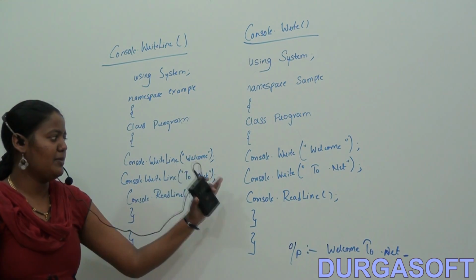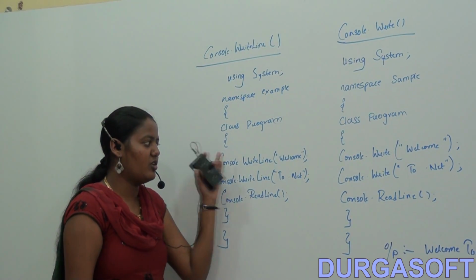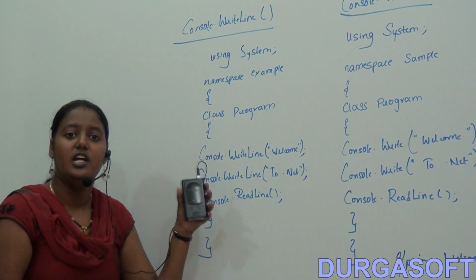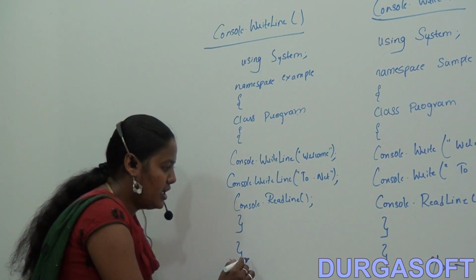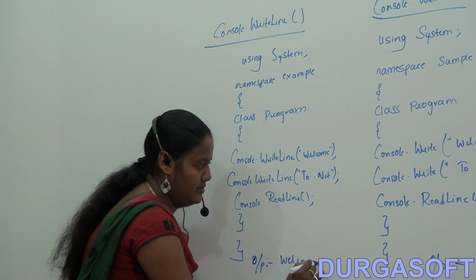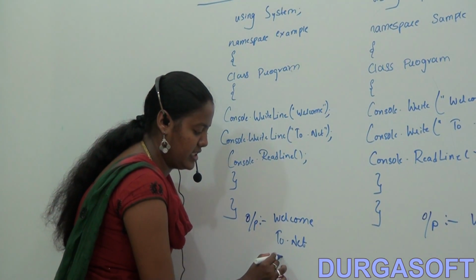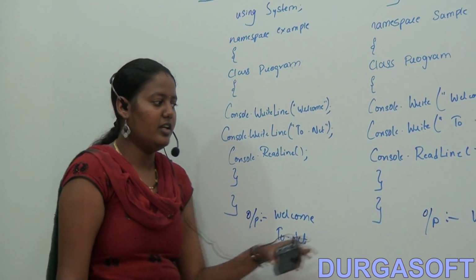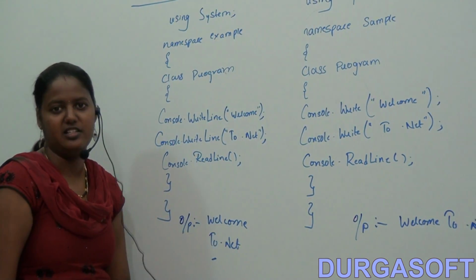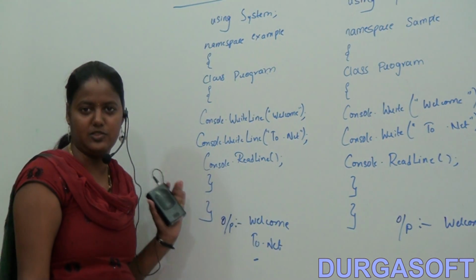Suppose we take the same application and write it using console.writeLine. Here it is the same thing, console.writeLine welcome and console.writeLine to .NET. Here also we are using two statements, but here the output will be welcome, to .NET, printed in a new line, and the cursor will blink in the next line. So with console.write it prints in the same line, and when we use console.WriteLine, it prints in the next line. So these are the sample applications for console.write and console.WriteLine.